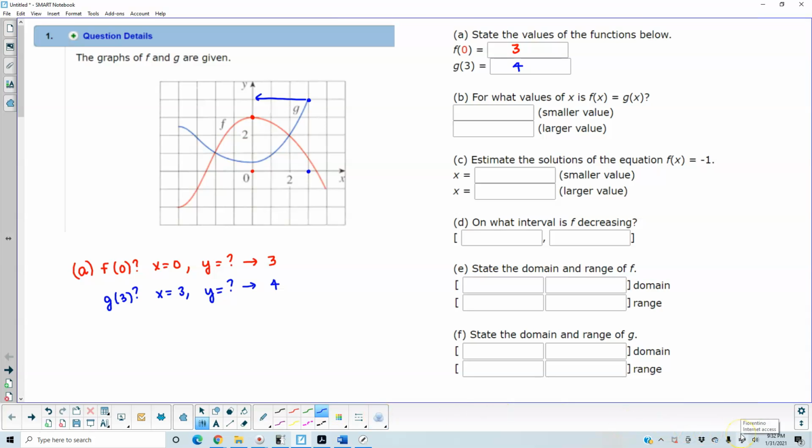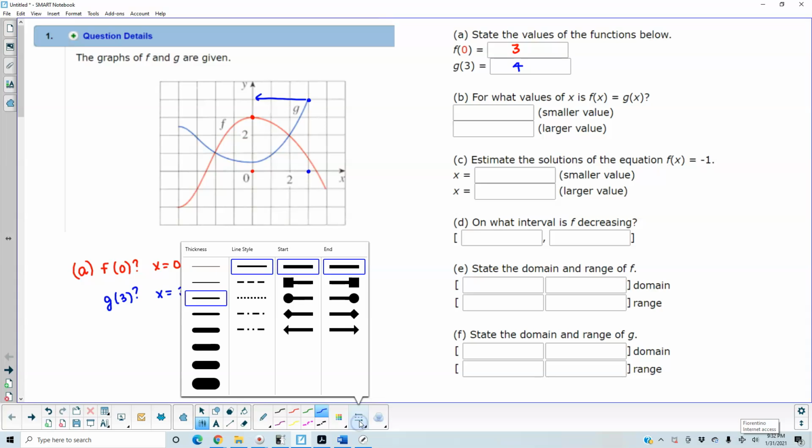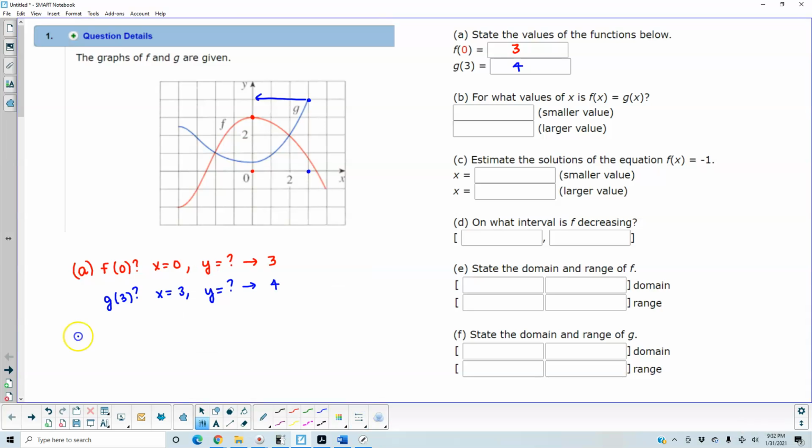The next question states, for part B, for what values of x is f of x equal to g of x? So for part B, it's saying, when does f of x equal g of x? Meaning, where do they intersect? And do they intersect at more than one point? Well, if we look here, this is where they intersect, and they also intersect over here.